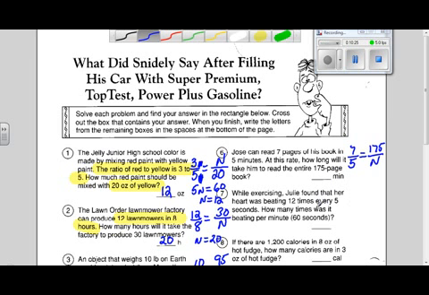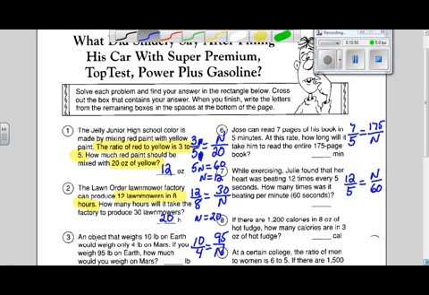Problem 7. Heart beats 12 times every 5 seconds. So I write that ratio, 12 to 5. The question asks, how many times was it beating in a minute? 60 seconds. Well, if it's 12 times every 5 seconds, how many times would it be in 60 seconds? The number of beats is in the numerator, the number of seconds in the denominator.